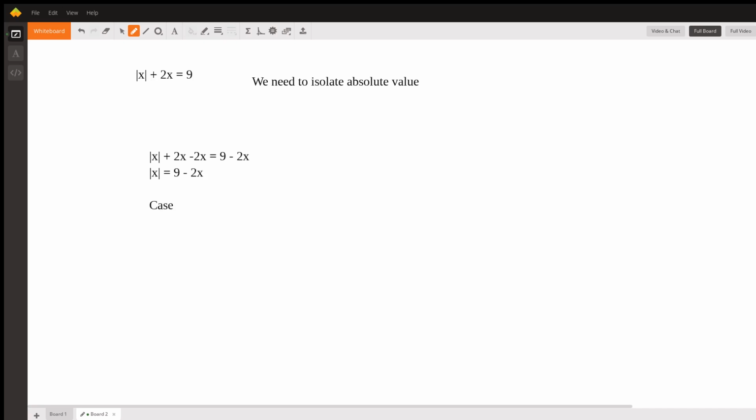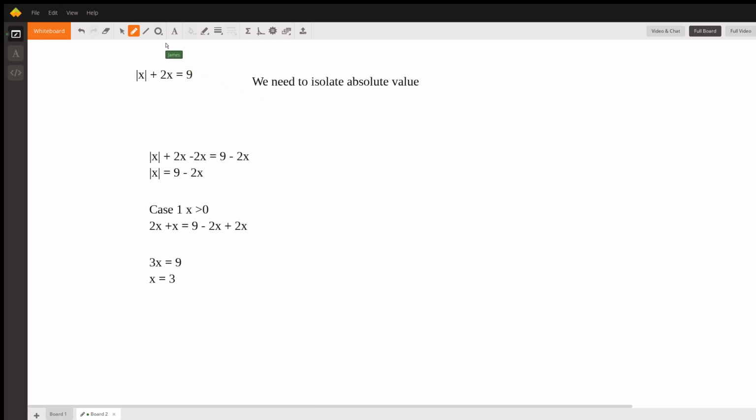So we have the two cases. Case 1, x is greater than 0. That gives us x equals 9 minus 2x. We add 2x to both sides, and we end up with 3x equals 9 and x equals 3. That totally makes sense. That is a correct answer because 3 plus 6 does equal 9.